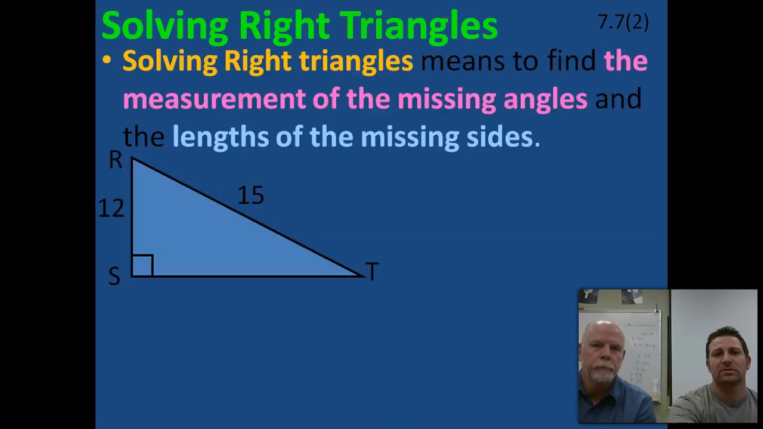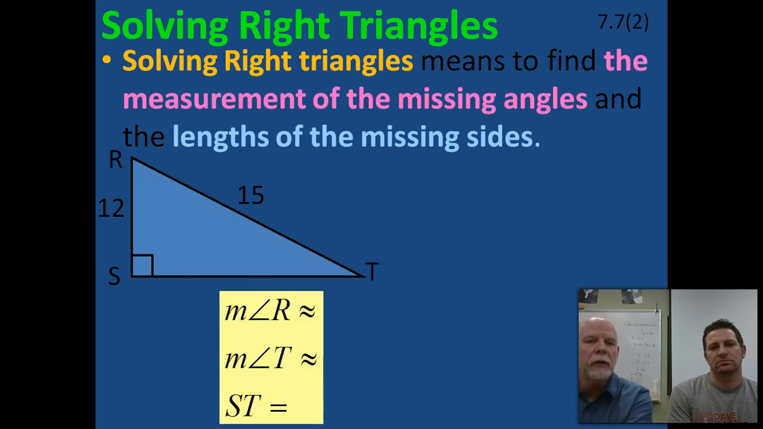Okay, so here's kind of the major thing that we've been trying to get to, is being able to solve a right triangle. Solving a right triangle means to find the measurements of everything that's missing, angles and missing sides. So notice in this one, they just give us 2 sides. They expect us to be able to find the third side, and they expect us to find the 2 other angles besides the right angle. And you can do that. That's what trig allows us to do.